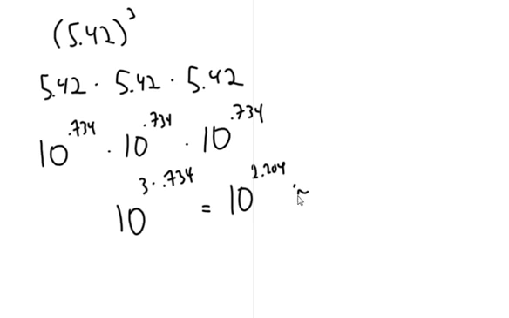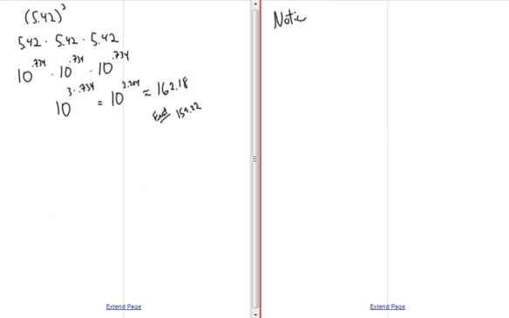I go ahead and look that up in the table, and I get about 162.18. If I were to use a calculator right now, the exact answer is 159.22. So once again, kind of close enough. And once again, we notice that we had 3 times that exponent, okay? And that exponent, 0.734, was the result of saying 10 to the 0.734 is equal to 5.42.